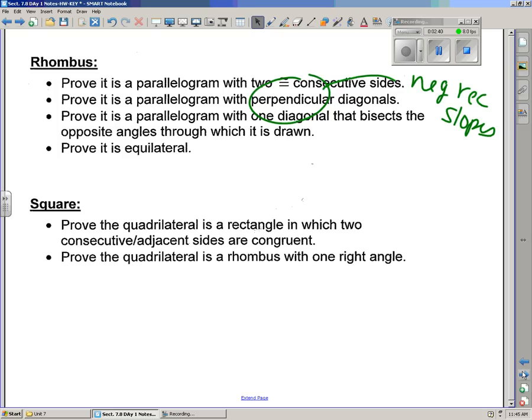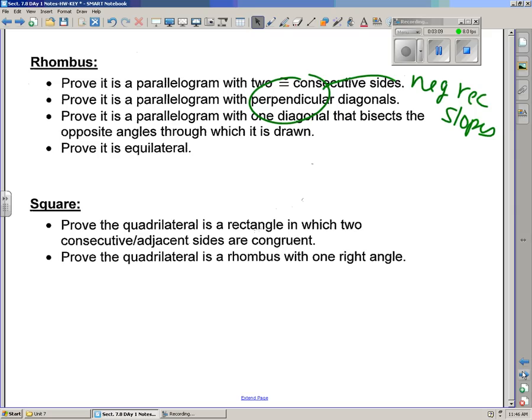Parallelogram with one diagonal that bisects the opposite angles, can't do anything with that one. Equilateral, all sides are the same, distance formula. Square, get it a rectangle with consecutive adjacent sides congruent, so you're getting a right angle, which is going to be your negative reciprocal slope, and you're getting congruent sides, which means distance, and then prove the quadrilateral rhombus with one right angle. So you can use any of these methods to prove any of these types of quadrilaterals, but you need to justify your answers with the math.